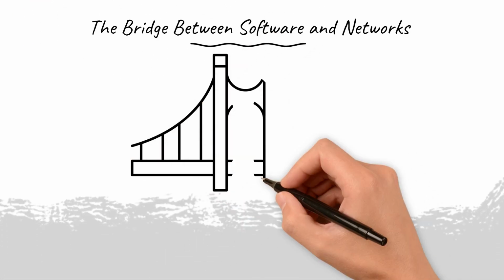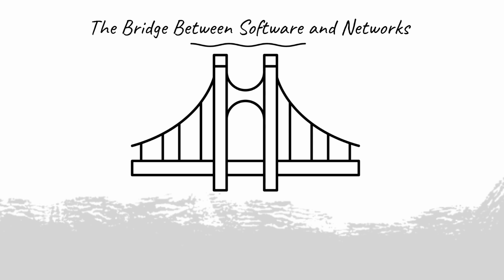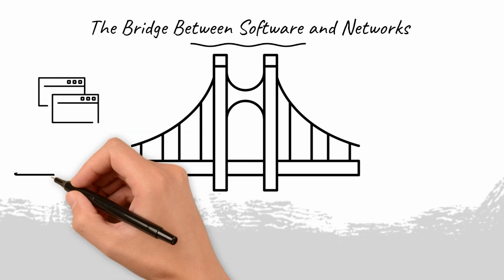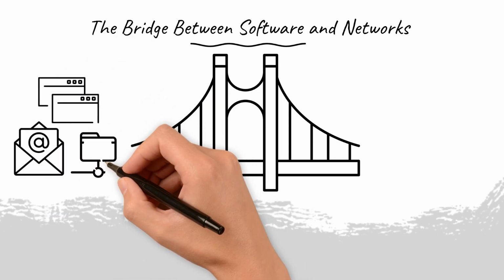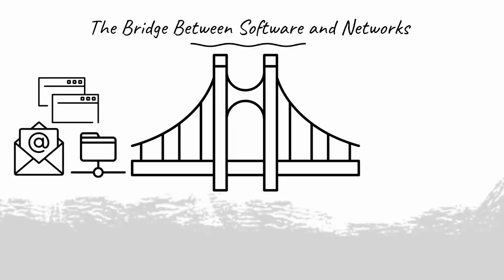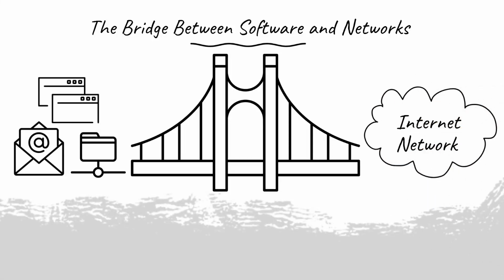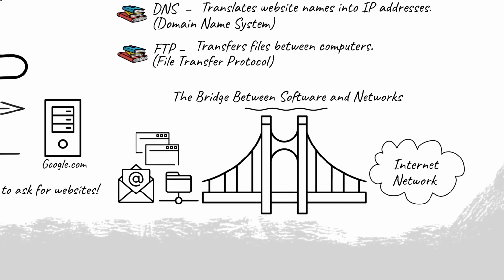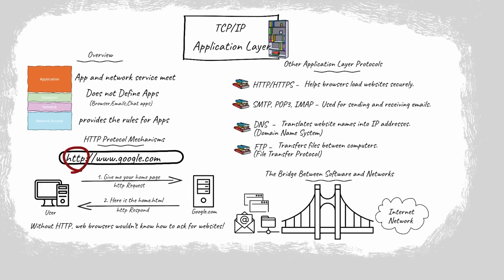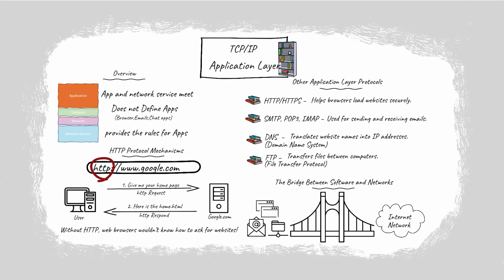Think of the application layer as a bridge. On one side, you have applications like browsers, email clients, and file sharing tools. On the other side, you have the internet and networks. The application layer's job is to ensure these applications can use the network efficiently, without needing to know the details of how data moves. So next time you browse a website, send an email, or download a file, remember, it's the application layer making it all possible.